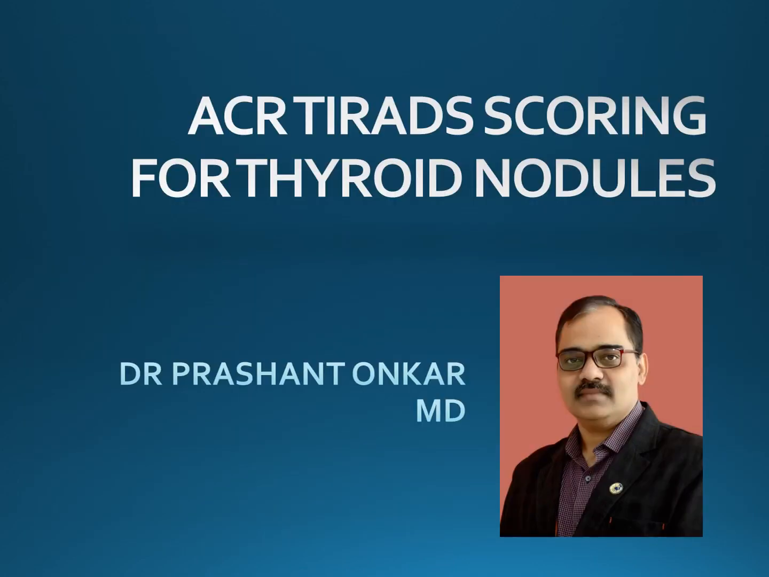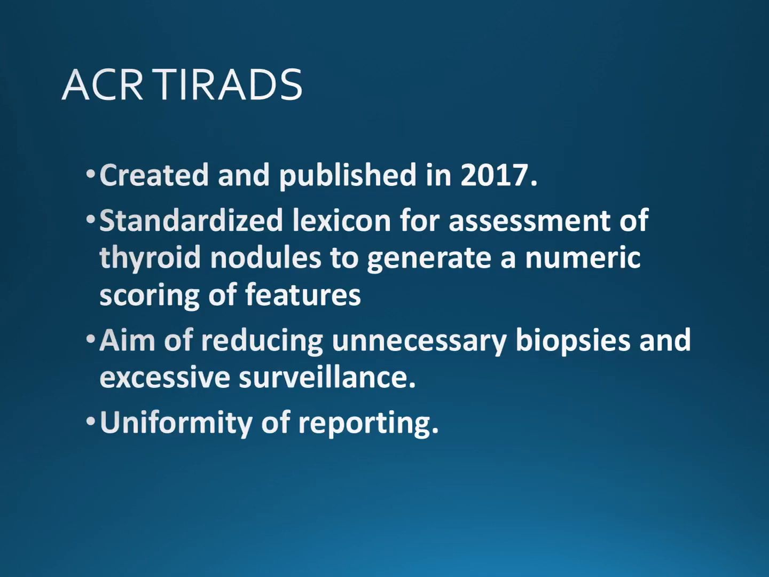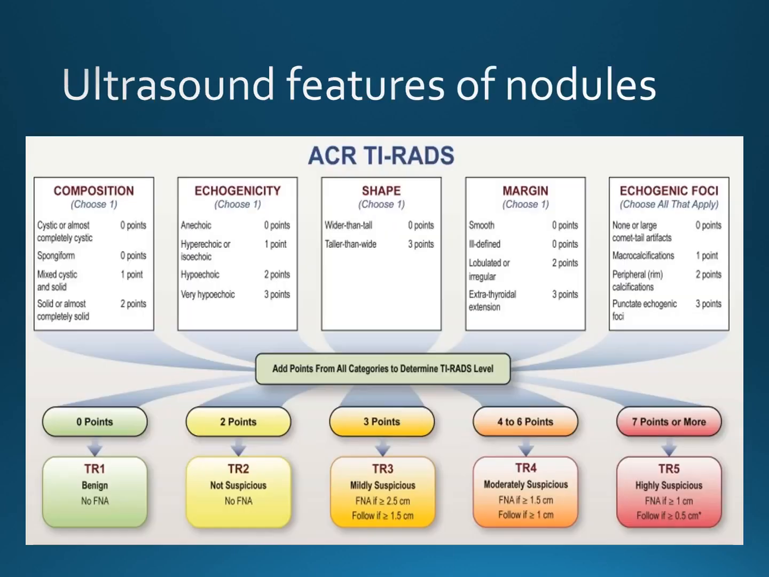How to do ACR thyroid scoring for thyroid nodules. This scoring system was created and published by the American College of Radiology in 2017. This is a standardized lexicon for assessment of thyroid nodules to generate a numeric scoring of features on ultrasound. It aims at reducing unnecessary biopsies and excessive surveillance for malignancy, and at uniformity of reporting.